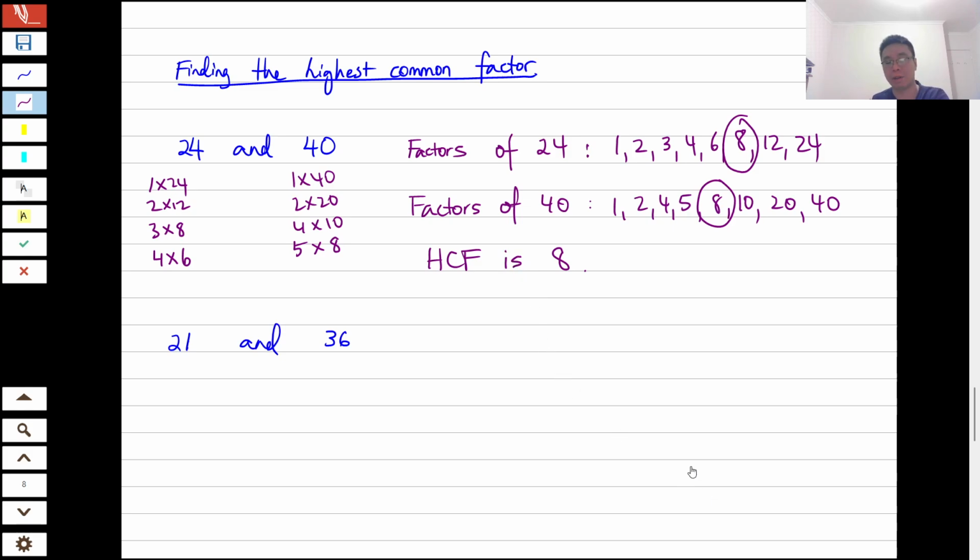Okay, I'll quickly do a second example. To make the number 21, I can do 1 times 21 or 3 times 7. And that's actually it. There's nothing else I can do.